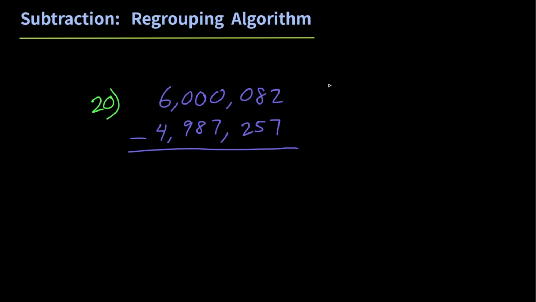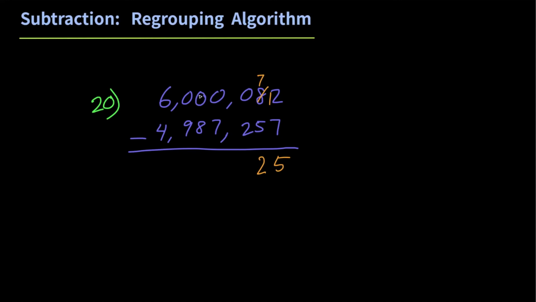Our last problem, number 20, we have 6,082 minus 4,987,257. So we're going to start in the ones place. We have 2 minus 7. Can't do it, so I need to borrow from here and add 10. So I now have 12 minus 7 is 5. 7 minus 5 is 2. 0 minus 2, can't do it, so I look to the next place value.